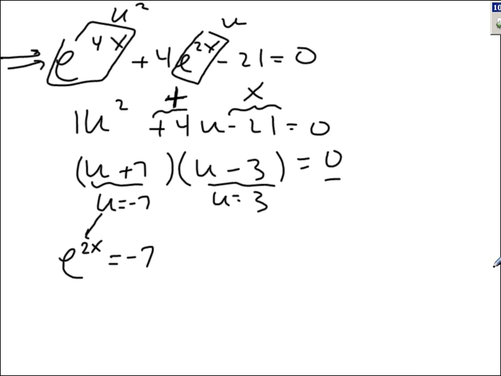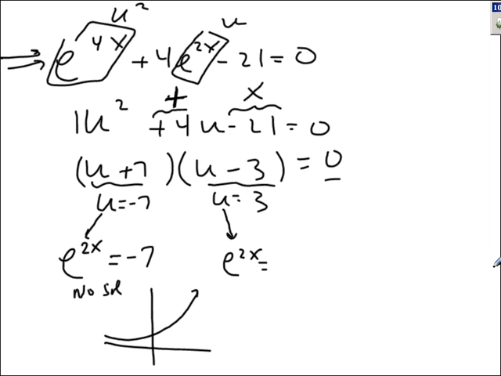Now, the problem here is, if you remember the e to the x graph, any exponential graph, it's always positive. This half has no solution. That is, e to the 2x will never be negative 7. Okay, what about this one? u is e to the 2x, and this equals 3. This one we can solve.